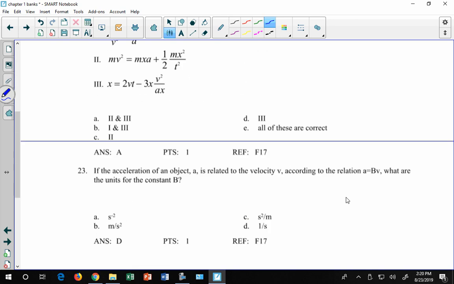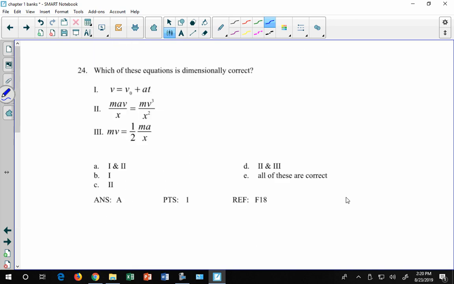Do you want to do another one? Want to do another one like this? Okay. This is number 24 in that one.